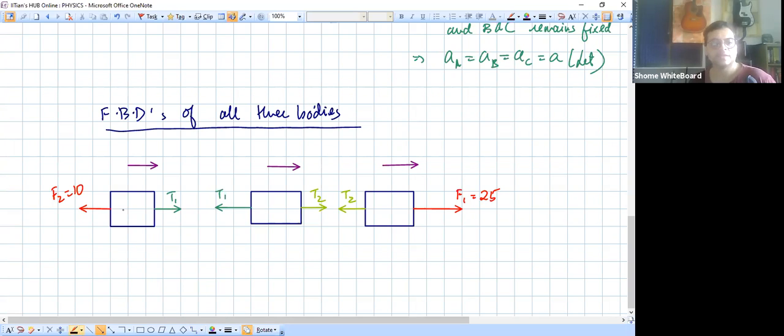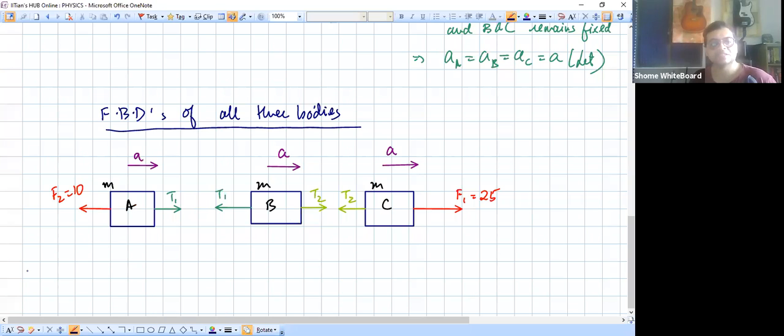So as I've shown in the diagram, these are my blocks A, B, and C, and all three of them have the same mass. And all three will have the same magnitude of acceleration. Why? Because we just discussed the threads are inextensible. So all three have a fixed distance between them. Okay, so now let us write the equations for each one of them.